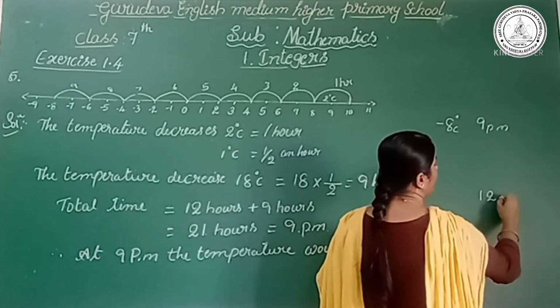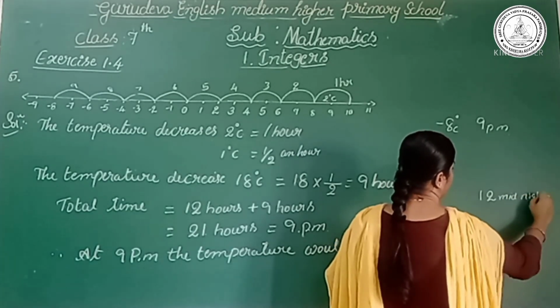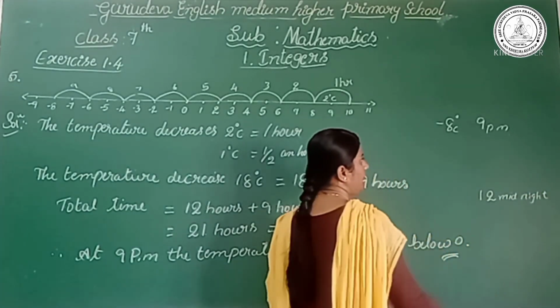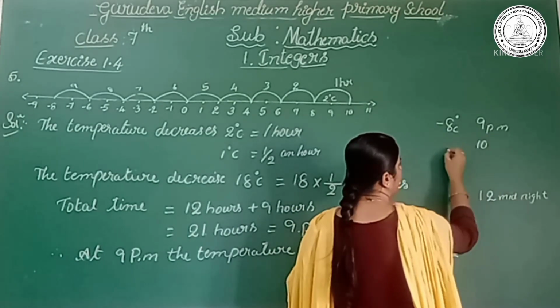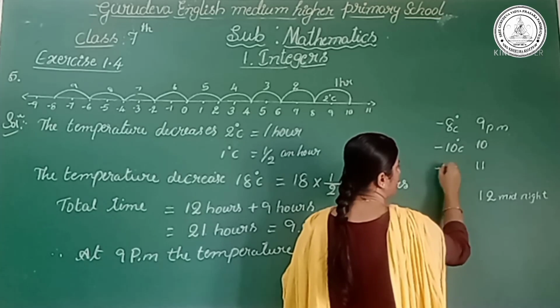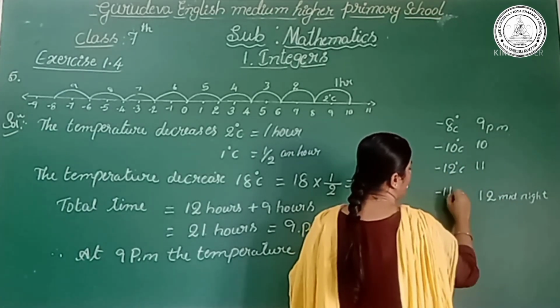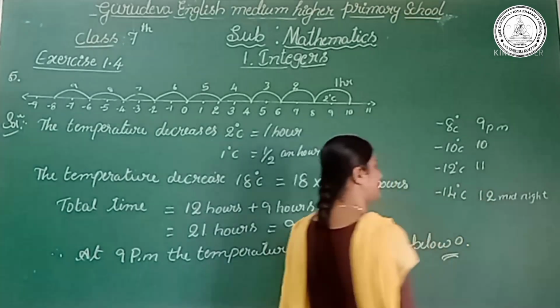What is the temperature at 12 midnight? You may see here at 10 o'clock it is minus 10 degrees Celsius. For 11 o'clock it is minus 12 degrees Celsius. For 12 it will be minus 14 degrees Celsius.